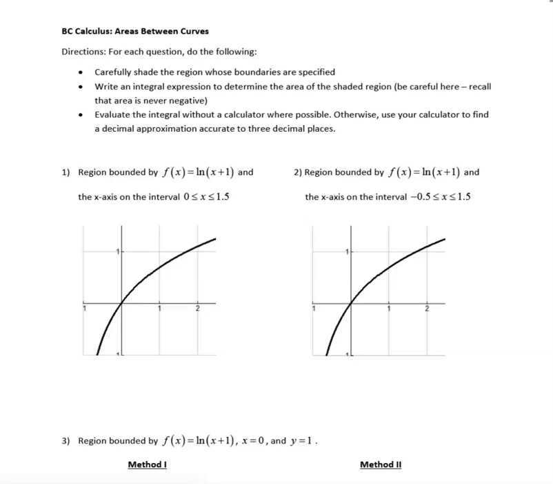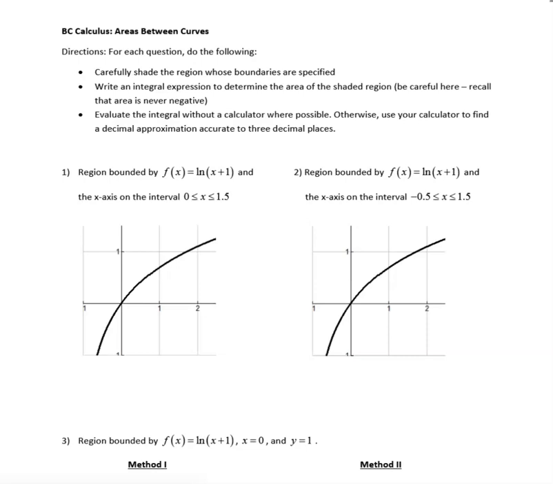So in order to find the area between curves, we have to find a way to integrate, but make sure we're considering all of our areas positive, even if they're below the x-axis. There is a very simple way to do this, and that's what we're teaching you in this video. So what you're going to do to find area is to carefully shade the region whose boundaries are specified. And then you're going to write an integral expression to determine the area. And then you are going to integrate without a calculator where possible, but many of the ones in this lesson do involve a calculator. And we will integrate to 3 decimal place accuracy.